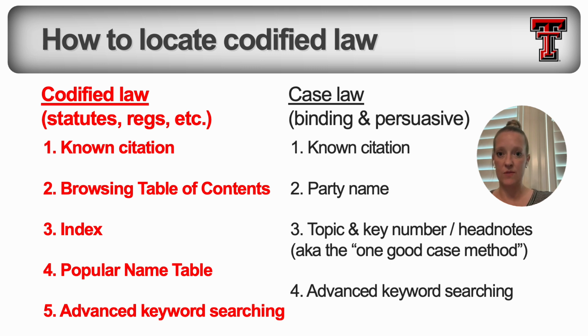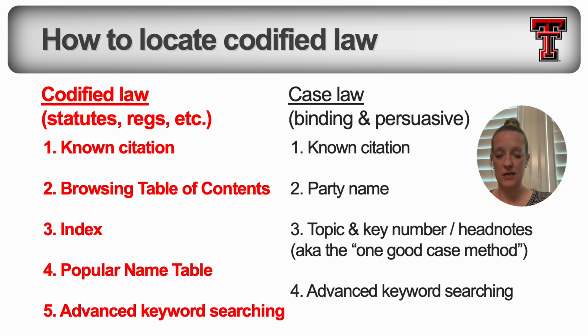We can also use some of our more basic finding tools that, again, you learned about in grade school, but that will be particularly helpful within legal research. So that might involve browsing the table of contents or using the index to get to a particular relevant source. Popular name tables are also a helpful resource within the law.